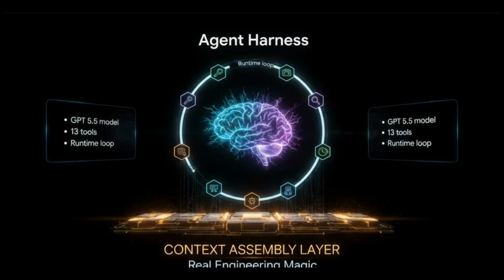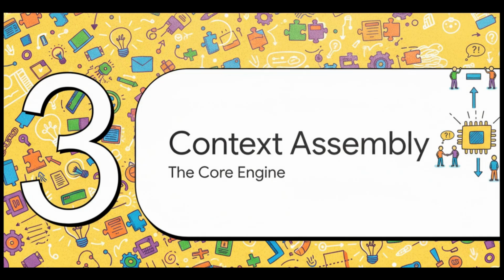Now, if we look a little closer at the harness under the hood, this architecture is powered strictly by GPT 5.5. And like I mentioned, it's firmly capped at 13 specific tools. It runs in a continuous loop, which is totally key because it means the model can act on its own reasoning. It checks its own results and refines the SQL until it knows the answer is rock solid. But the real engineering magic here, the absolute core of why this works so incredibly well, lives in what they call the context assembly layer. Which brings us to Section 3, the context assembly layer.